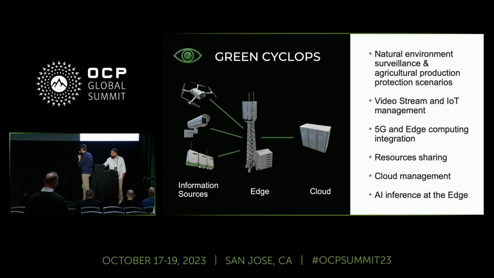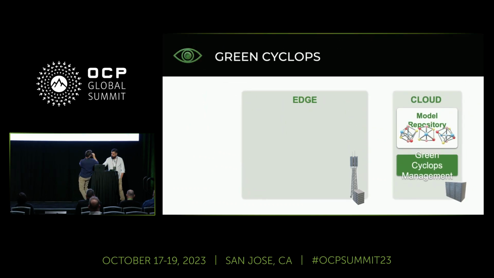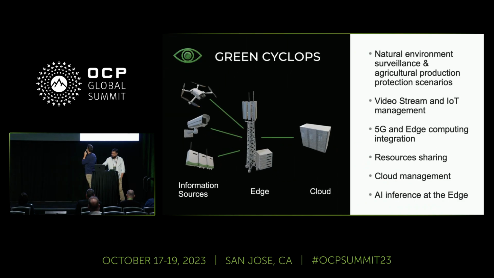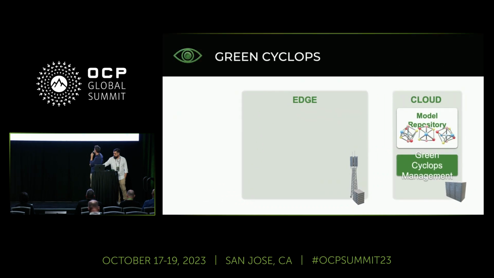We have two parts. The edge part, where we run the inference at the edge. We have one application instance that can run several pipelines running different models from different video streams. And we have a cloud management part, where we can see all the different models of our solution.